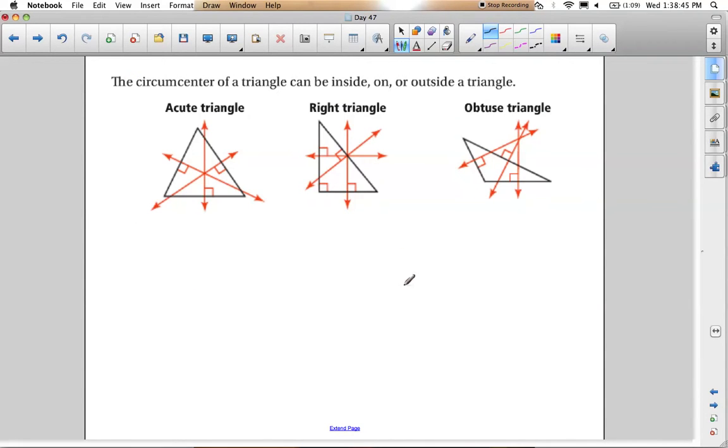Again, here's another slide about the circumcenter. So here is the circumcenter. There's P, and there's P. So P is the circumcenter.